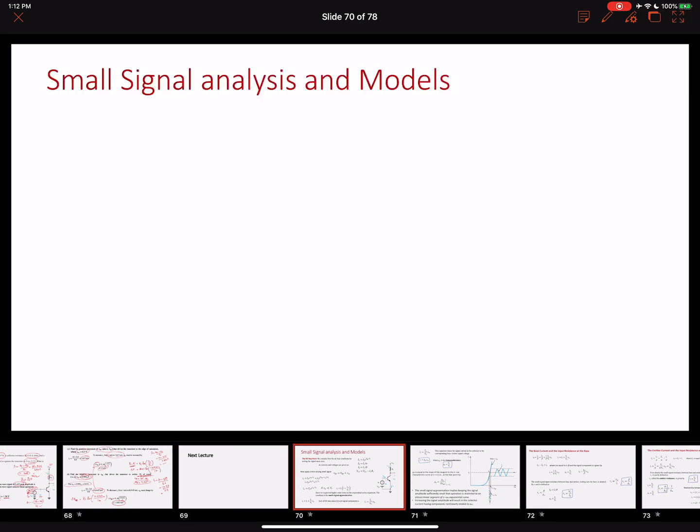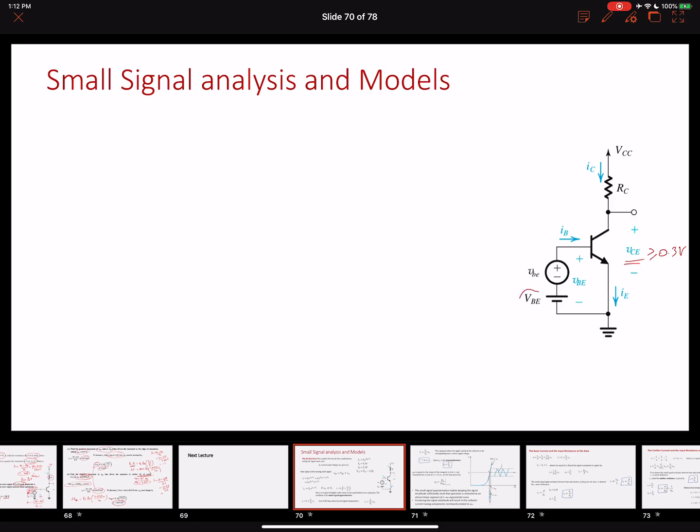All right, small signal analysis and models. Here is our circuit again: an NPN transistor being used as an amplifier in the active region. We want to make sure that our collector to emitter voltage is greater than or equal to 0.3 volts, our collector to base junction is reverse biased, and our emitter to base junction is forward biased.